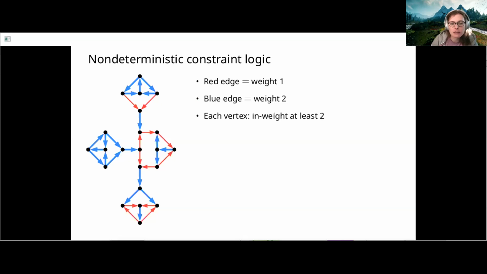Each vertex has degree 3, and we set a constraint on each vertex that it has to have incoming weight of at least 2. So it either needs to have 1 incoming blue edge or 2 red edges at least. Right? So this is not a flow, there is no flow preservation. What you're counting is just how many arrows are pointing towards me. And I want this to be at least weight 2.